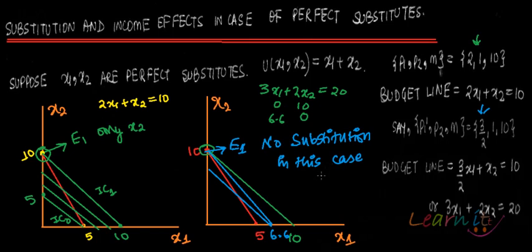Well, as you could see in the other recording, in case of perfect complements there can't be any substitution, so substitution effect is always 0 in case of perfect complements. But here, even in perfect substitutes, in the case which I have shown initially, there could be a case where there is no substitution effect at all.